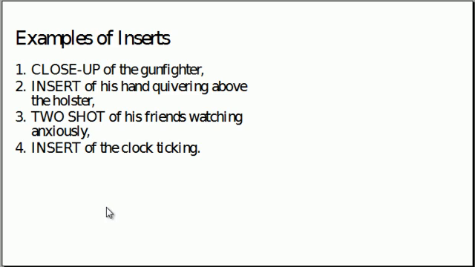Here are some examples of inserts. Going to a close-up of the gunfighter, then you might have an insert of the hand quivering on the holster, cut to a two-shot of his friends watching anxiously, and then an insert of the town clock ticking, perhaps.